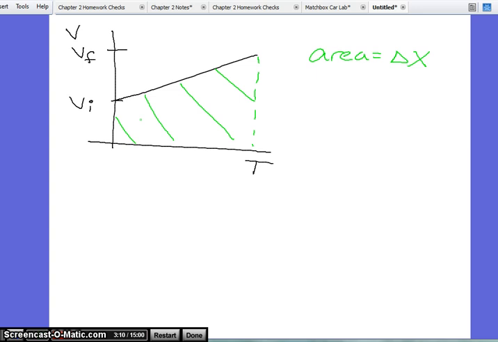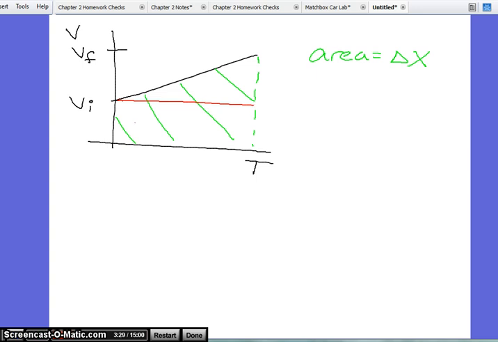If the area is above the time axis, it would be a positive displacement. And if the area is below the x-axis, that would be a negative displacement. So the displacement here is equal to this area. However, this is not a very nice shape. So let's break this into two different shapes.